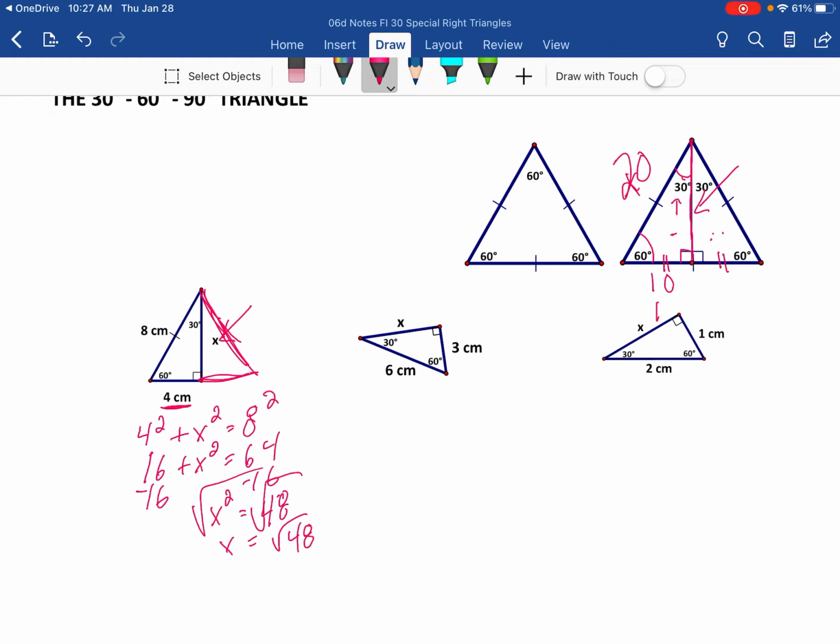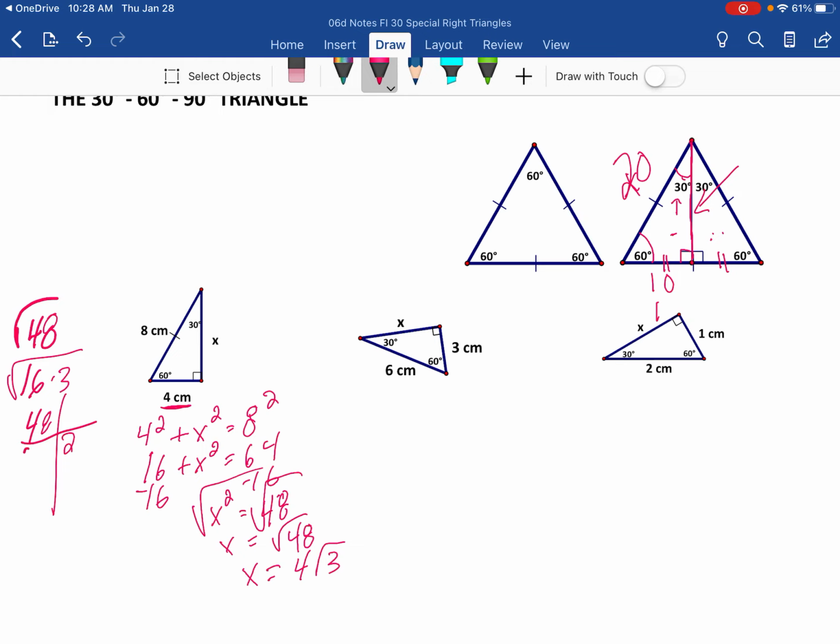X is equal to radical 48, but radical 48 is not simplified. So you can do this one of two ways. Your first way is, if you know your perfect squares, 48 is actually 16 times 3. So I know that x could be 4 radical 3 in this case. Your other way to simplify is I have my 48 divided by 2 is 24, divided by 2 is 12, divided by 2 is 6, divided by 2 is 3, divided by 3 is 1. I'd have 2 2's on the outside and a radical 3, and so I still have my answer, which is 4 radical 3 in this case.